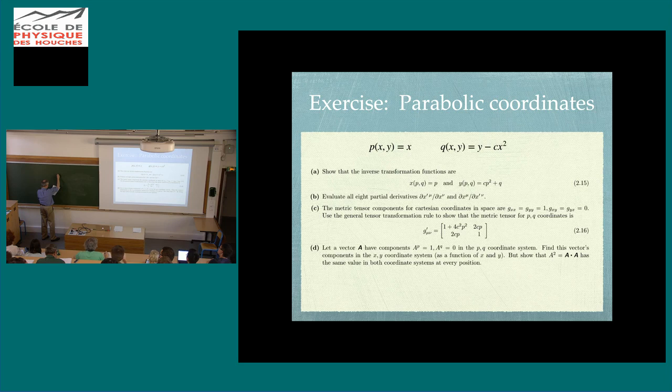So if I've got p equal to x, and I've got q equal to y minus c x squared, how could I invert those? What is x as a function of p and q? Yeah, x is p, that's easy. What about y? I want to solve for y, so y is equal to what? Yeah, c x squared, but I want to express it in terms of p, so it'll be c p squared. So there's the inverse transformation.